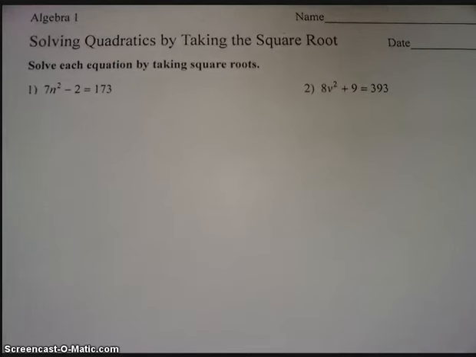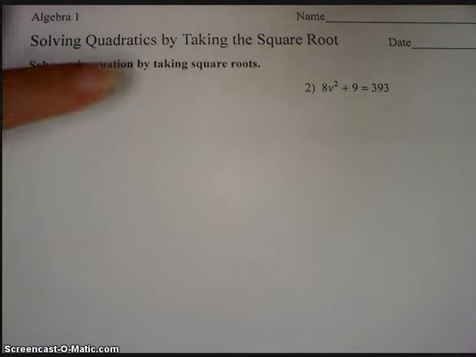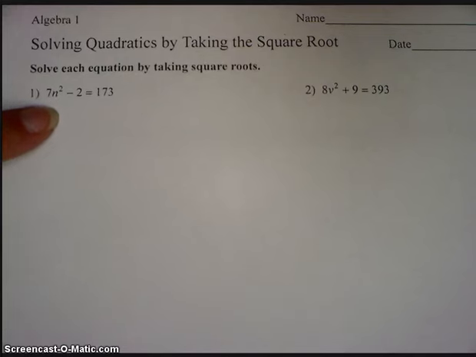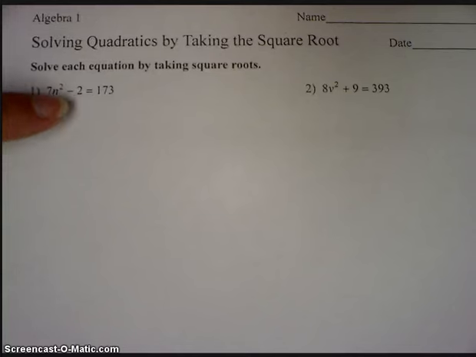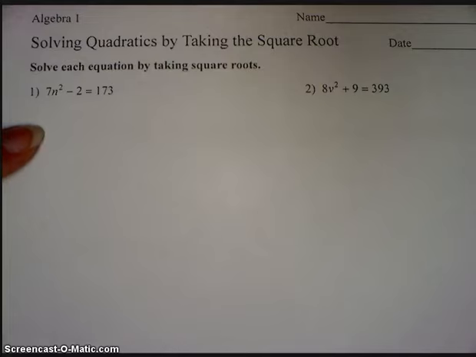Alright, in this video we're going to work on solving quadratics by taking the square root. Remember, whenever we can see a quadratic and we're asked to solve it and we're missing the middle term, we're missing just the plain x, or in this case the plain n term, is when we can solve by the square root. So that's when we're missing the b term.